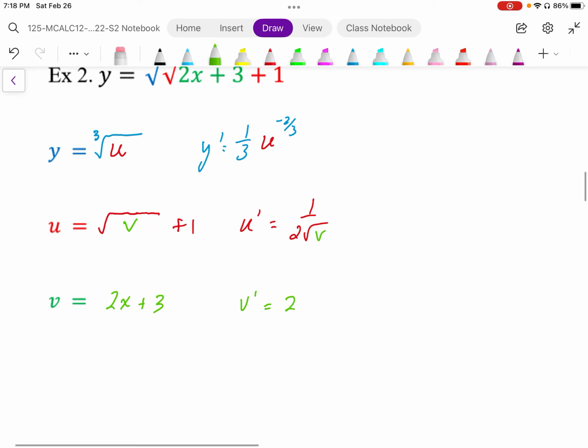And so the overall rate, dy by dx, is going to just be equal to the outside rate, 1/3 u to the negative 2/3, times the inside rate, 1 over 2 root v, times the most embedded rate, which is times 2.